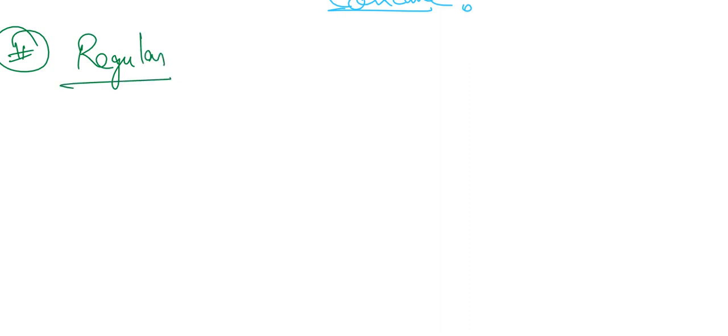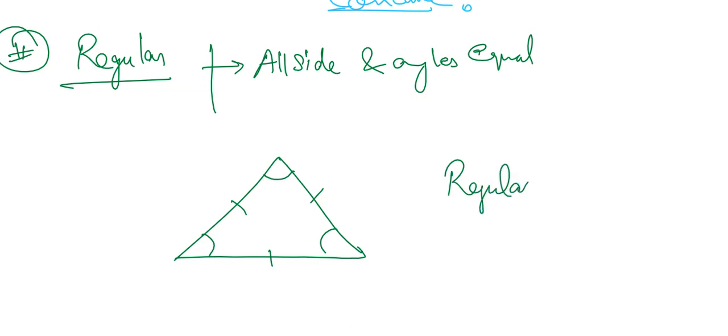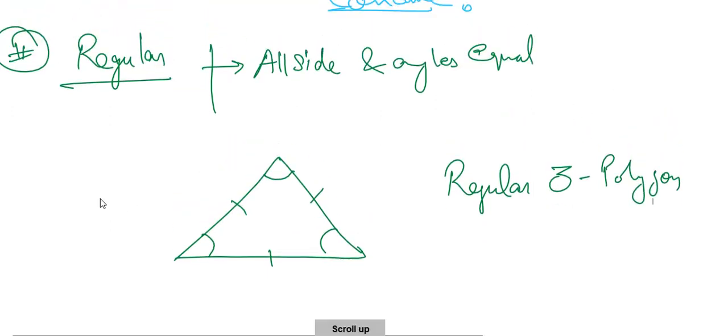Regular means all sides and angles must be equal. This is the basic definition of regular. Suppose I have an equilateral triangle, with all angles measuring 60 and all sides of equal length. I would name it a regular triangle, or regular 3-sided polygon. Clear till now? So the basic definition of regular signifies that all sides and angles must be equal.